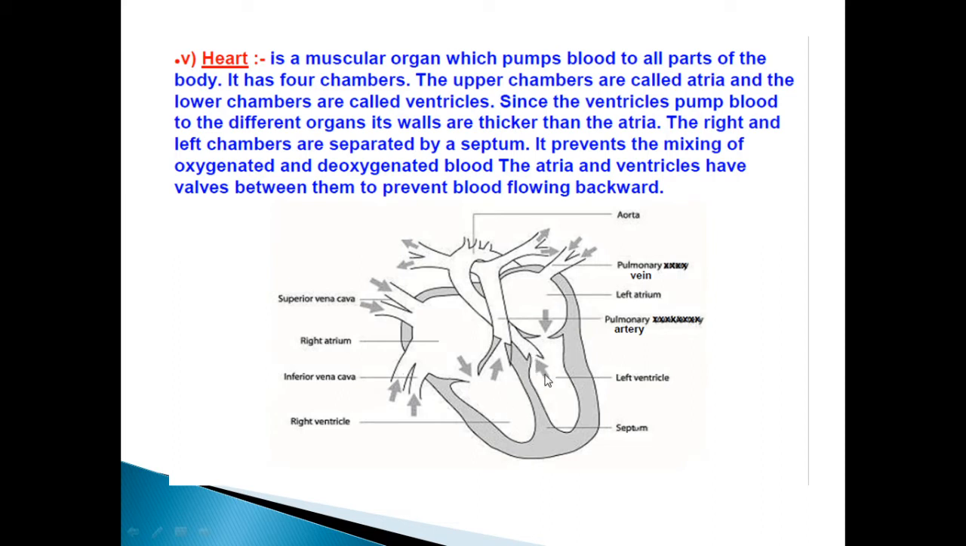The atria and ventricles have valves between them. So here the valves between them prevent backflow of blood. So the valves help in preventing backflow of blood. Here the upper two chambers we call atrium, and the lower chambers we call ventricle. Right? These two are not mixed. The blood is not mixing because of the septum.